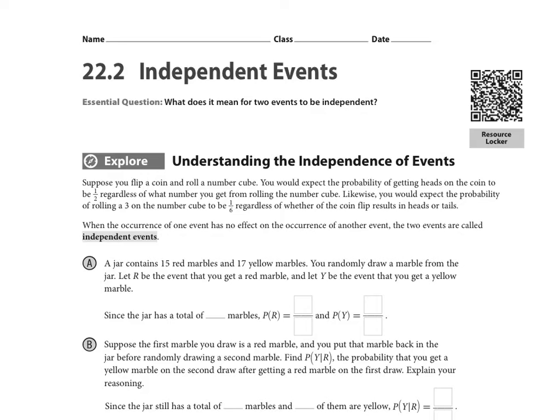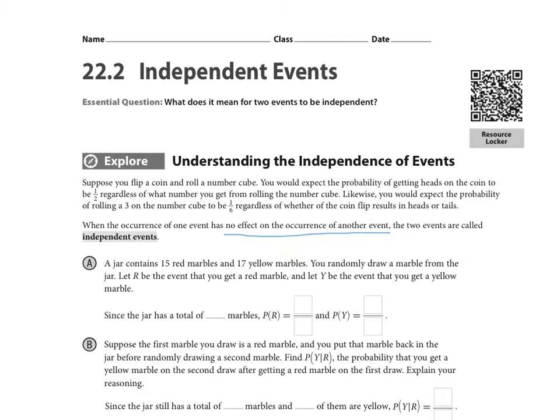When the occurrence of one event has absolutely no effect on the occurrence of another event, then the two events are called independent events. So basically, one thing happening does not affect the other thing happening. So that's what we're looking at here.